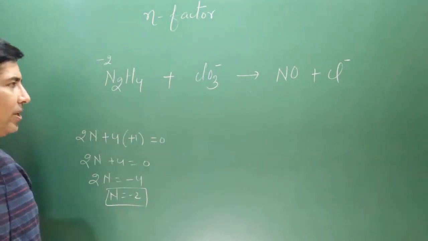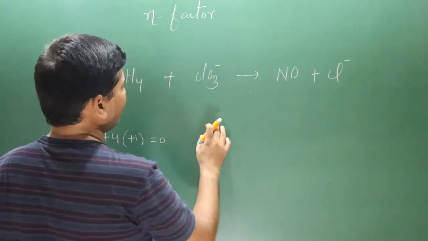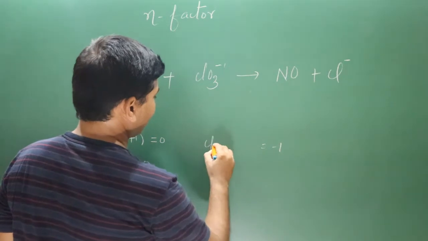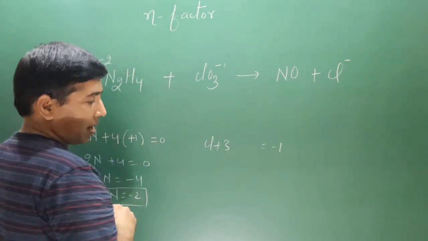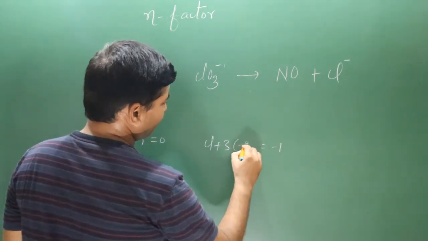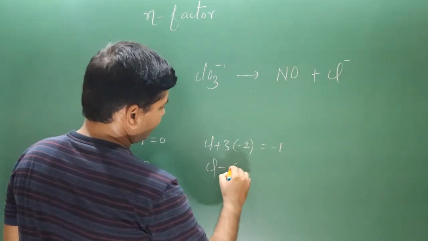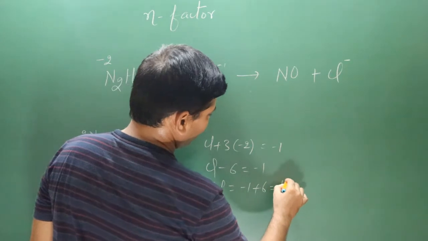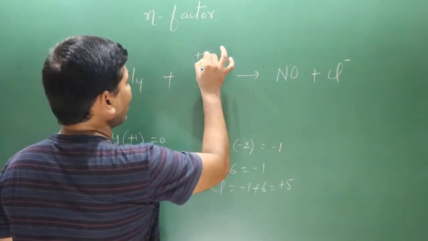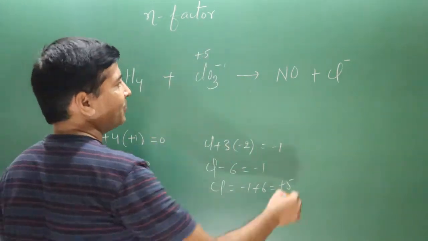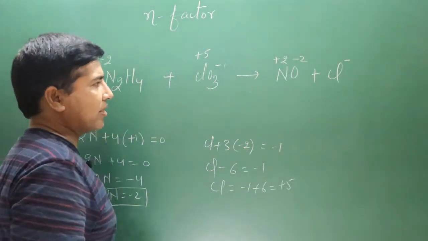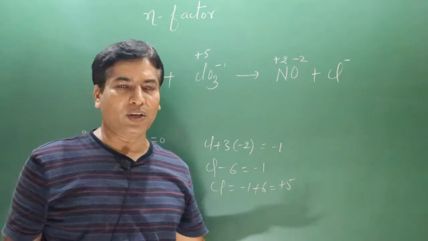Now we go to chlorine. Okay, we have ClO3 minus, so overall charge is what? Minus 1. Cl is there, then we have 3 oxygen. Each oxygen is what? Minus 2. Cl minus 6 is equal to minus 1. Cl is equal to minus 1 plus 6, which is plus 5. Cl is present in plus 5 oxidation number. On the other side, oxygen is minus 2, then nitrogen will obviously be plus 2, and that is a monoatomic ion there.